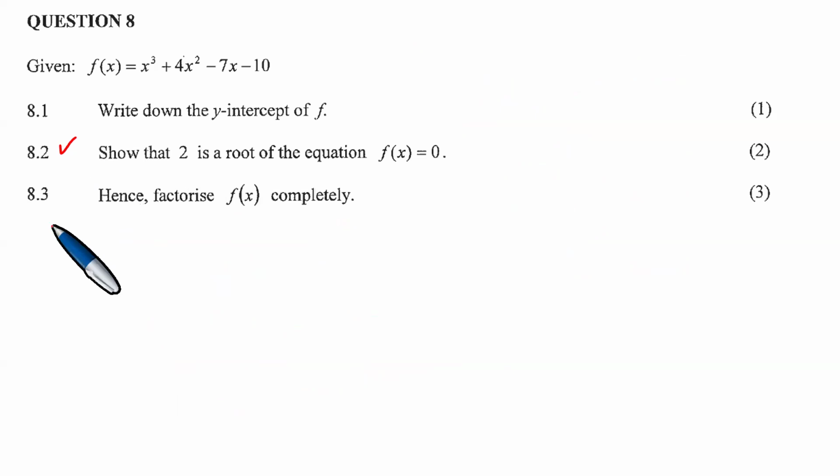In 8.2, we analyze with great caution the next question. Show that 2 is a root of the equation f of x equals 0. Now, you want to show that it's a root of the equation. To be a root of the equation, it means it must satisfy this equation. What is the equation? The equation is that f of x equals 0. And if you put 2, therefore, you must get 0. In other words, we need to let x be 2.